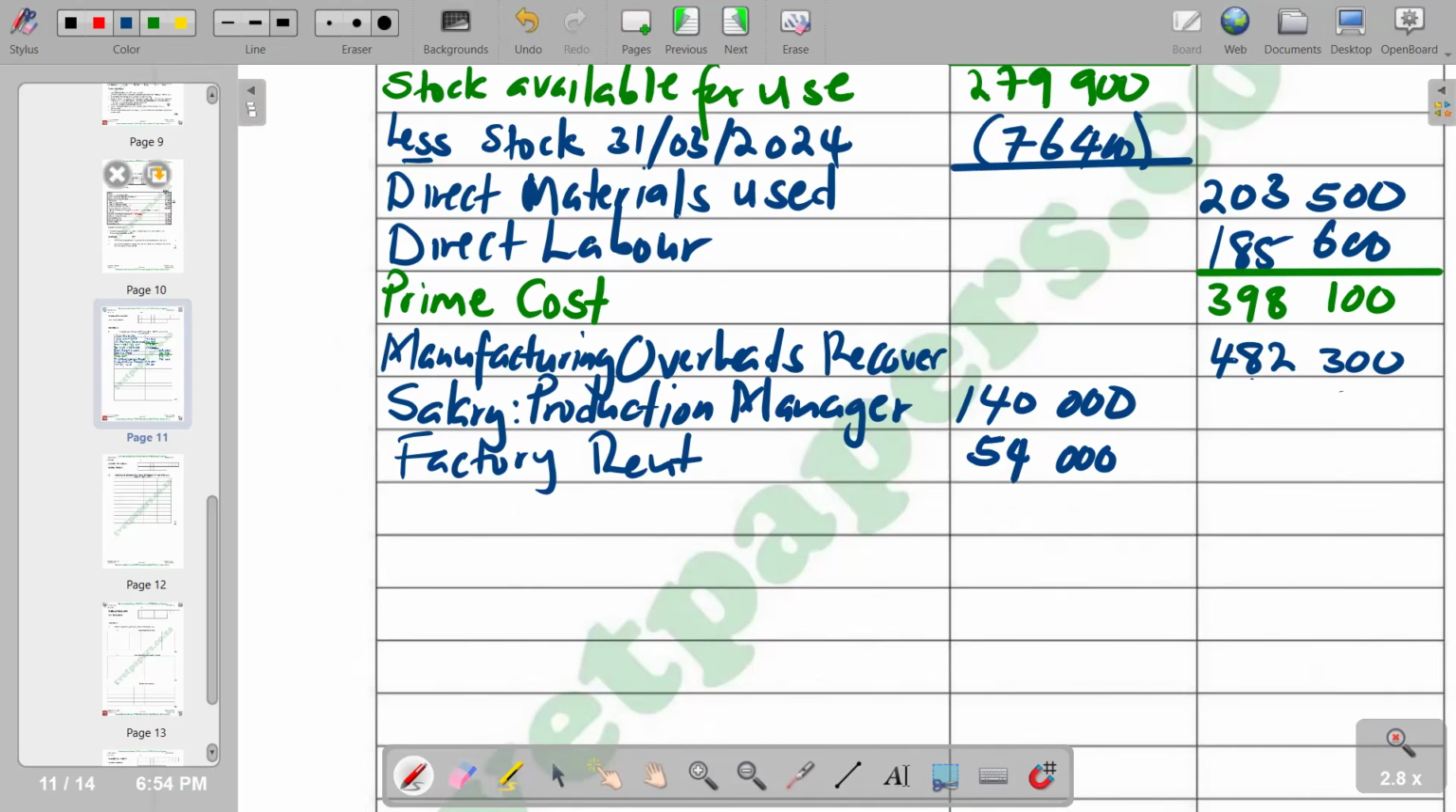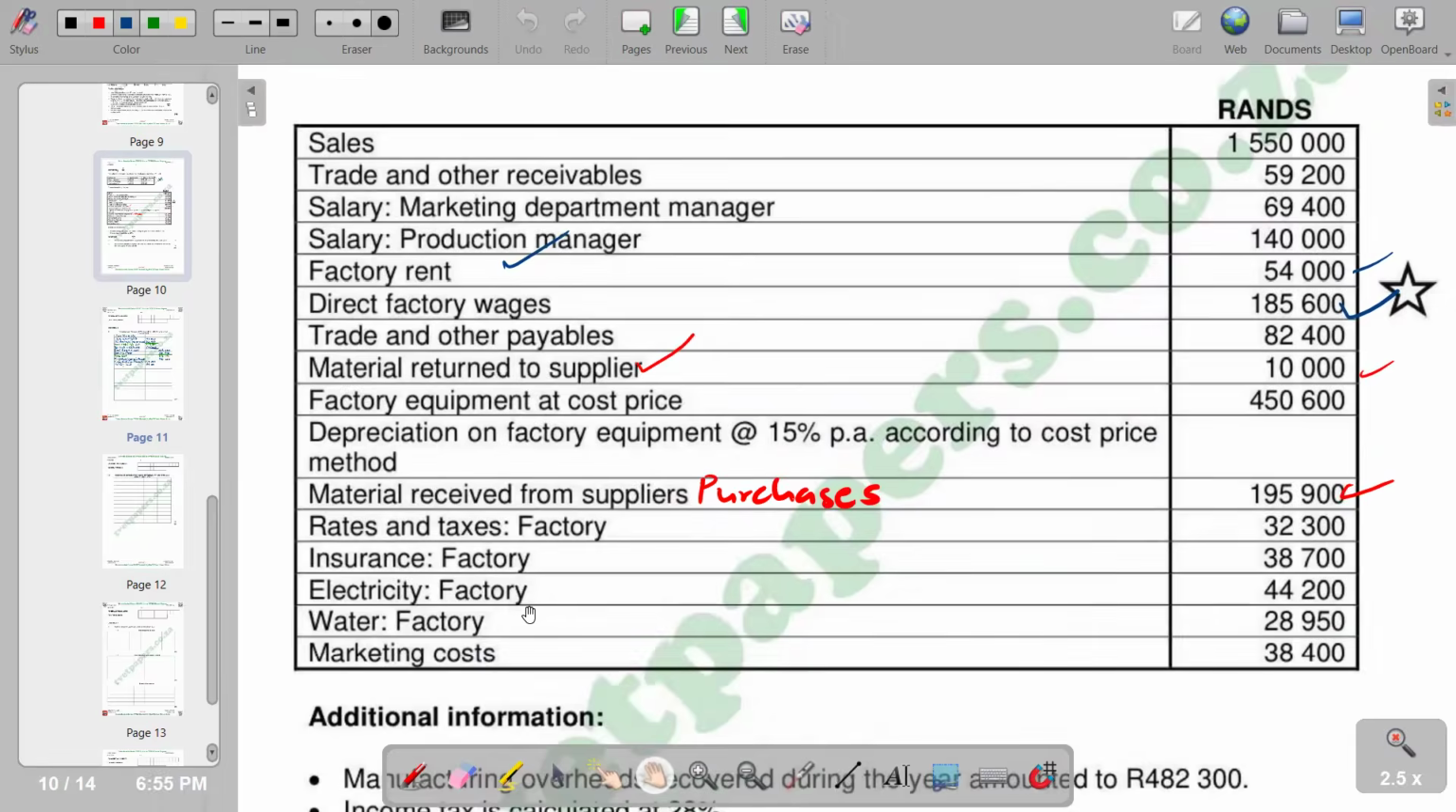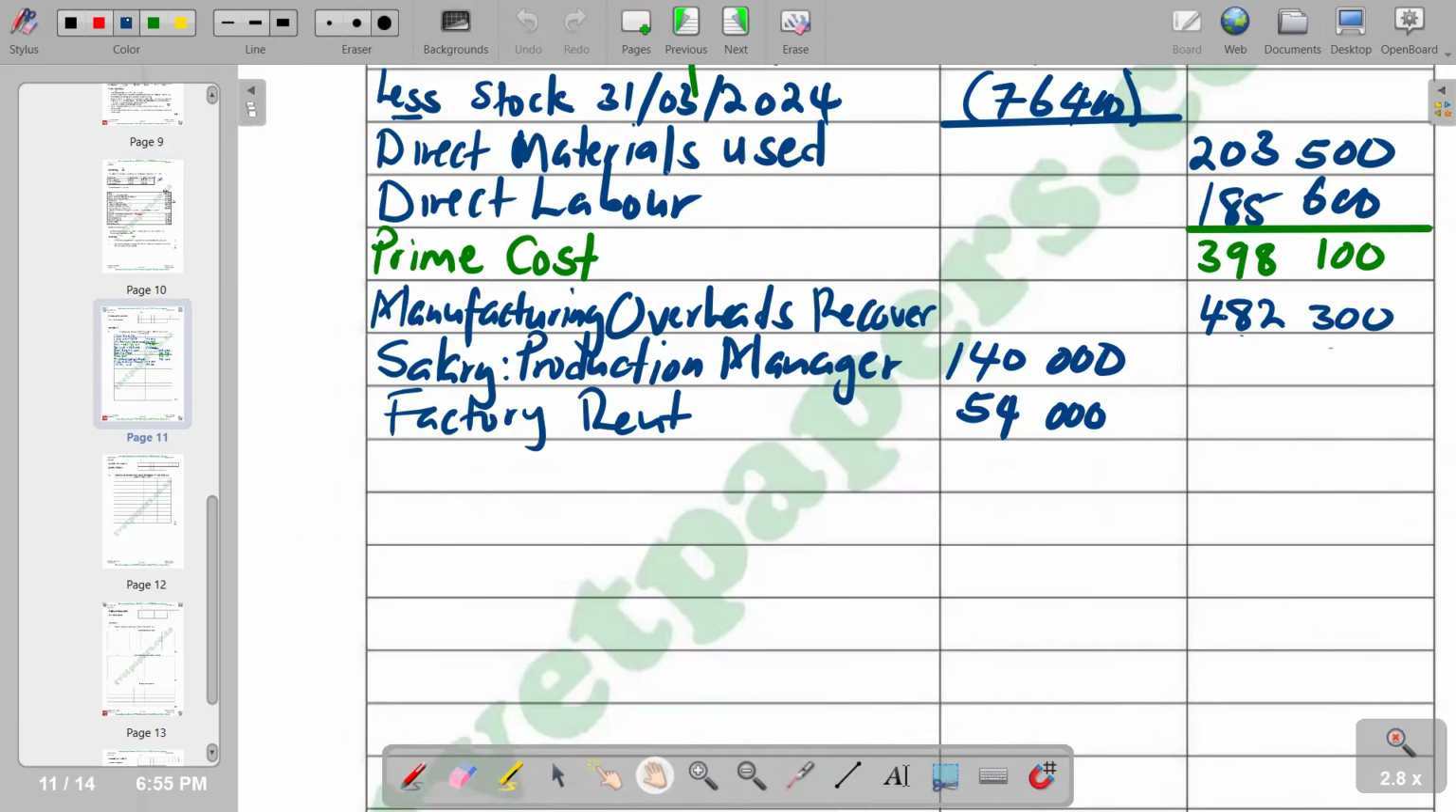Then after factory rent, I will check again which one we have next. We have got factory electricity. We can try to check which figure we have. Factory electricity is 44,200.